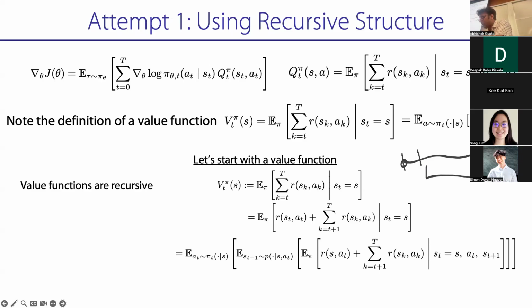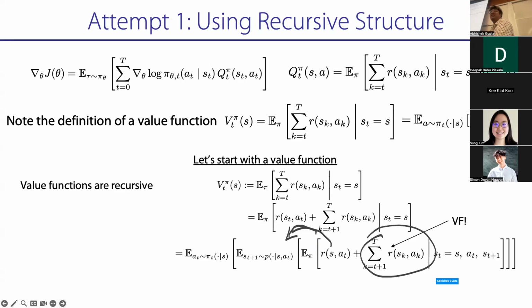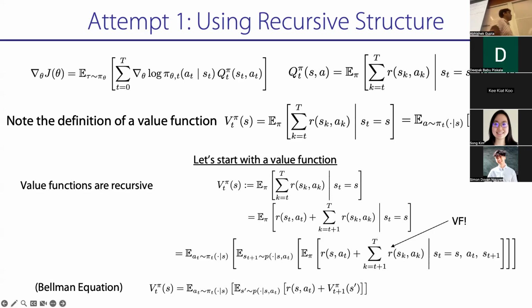If you look at this expression, I made a little typo here, but if you just look at this second sum, the sum of rewards in the future, that just looks like a value function starting at t plus 1. So you can think of this as the expectation of the reward plus the value function in the future. This nice recursive structure, called the Bellman equation, tells you that the value function at some state s is the reward function plus the value function at the next state.